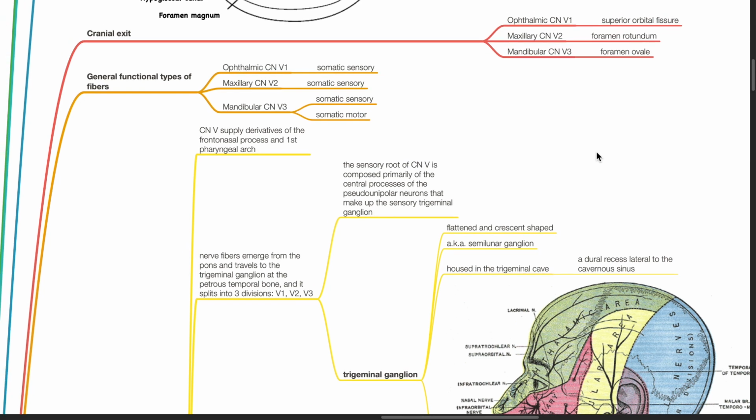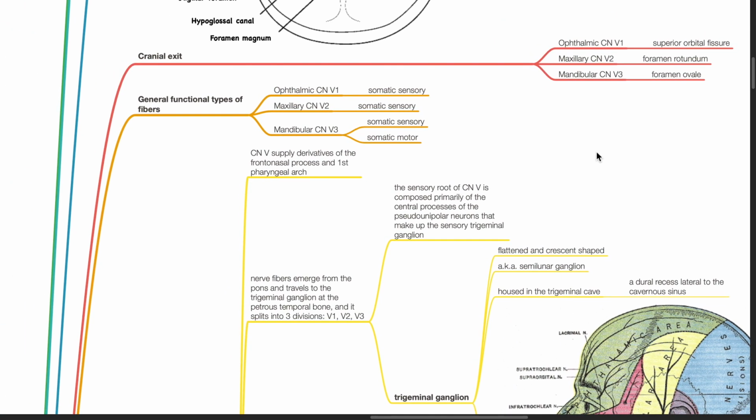General functional types of fibers. The ophthalmic division consists of somatic sensory fibers. The maxillary division consists of somatic sensory fibers. The mandibular division, cranial nerve V3, consists of somatic sensory and somatic motor fibers.